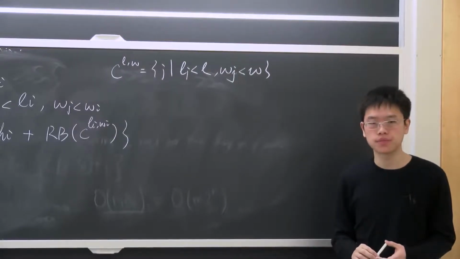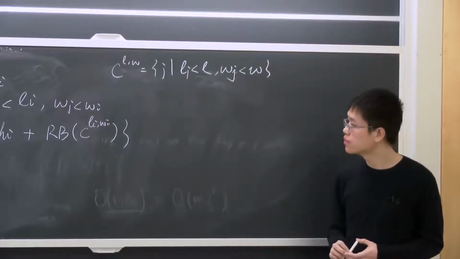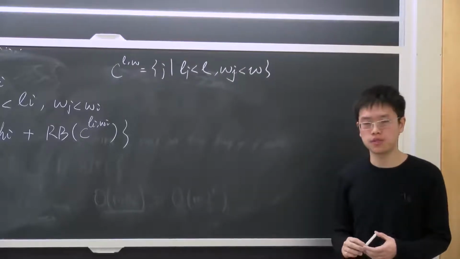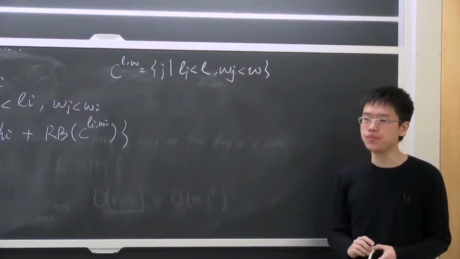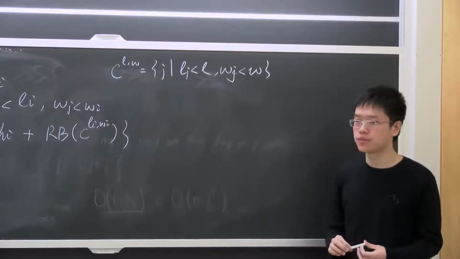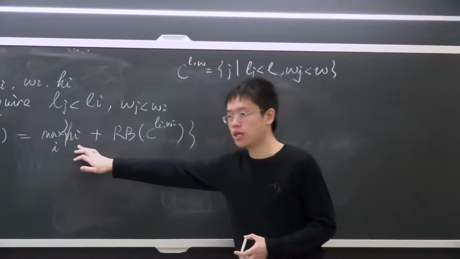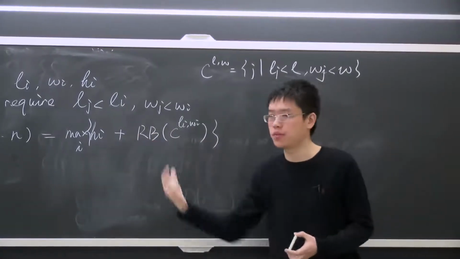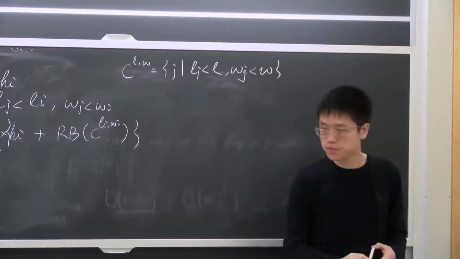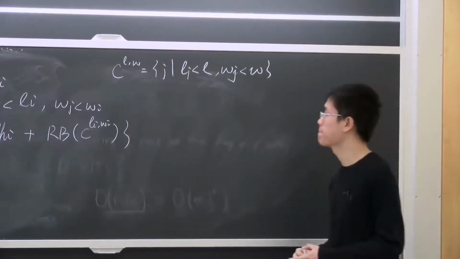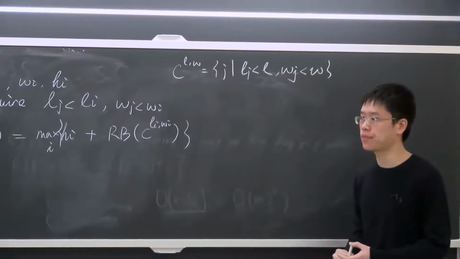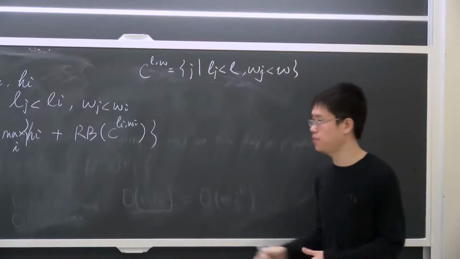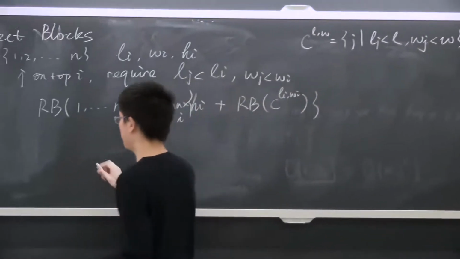Question: are you trying to minimize height or maximize height? Maximize height. We want to get as high as possible. I choose a block, I get its height, and then I find the compatible remaining blocks, and I want to stack them on top of it. Okay? Everyone agrees this solution is correct? Okay. Then let's analyze its runtime.